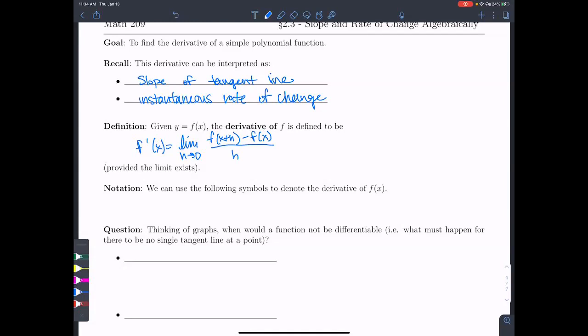So you're looking at the slope between x and y1, or that's f of x, and x plus h and y2, which is f of x plus h. So y2 minus y1 over x2 minus x1, but you're letting that h value, the distance between those two x values, get closer and closer to 0.